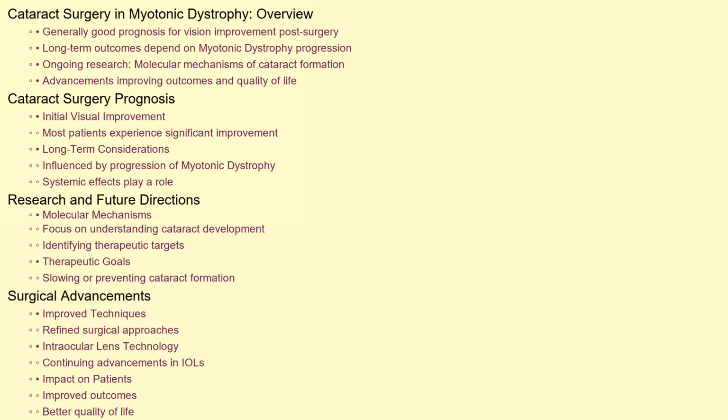The prognosis after cataract surgery for myotonic dystrophy-associated cataracts is generally good, with most individuals experiencing significant improvement in vision. However, the long-term prognosis is also influenced by the overall progression of myotonic dystrophy and its systemic effects. Recent research focuses on understanding the molecular mechanisms underlying cataract development in myotonic dystrophy, with the aim of identifying potential therapeutic targets for slowing or preventing cataract formation. Furthermore, advancements in surgical techniques and intraocular lens technology continue to improve the outcomes and quality of life for patients with myotonic dystrophy-associated cataracts.